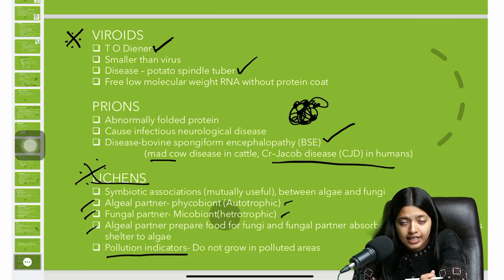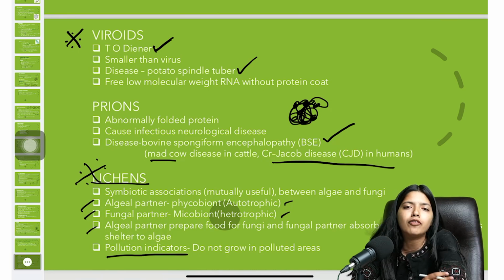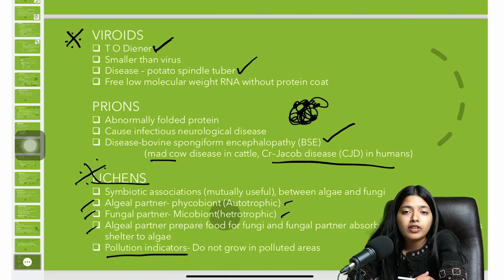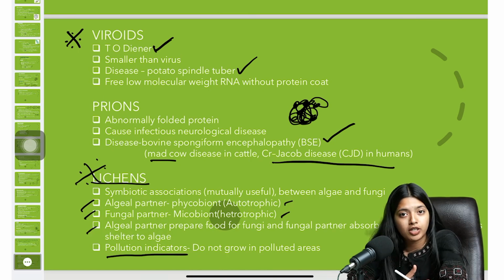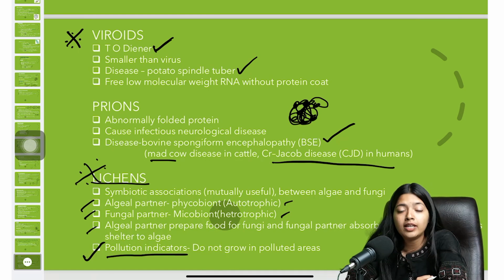Once again, what is lichen? Lichen is a symbiotic association between algae and fungi. We have two partners. The algal partner is called phycobiont, which is the autotrophic partner, and the fungal partner is known as mycobiont, which is the heterotrophic partner. The algal partner prepares the food for the fungal partner, and the fungal partner provides shelter and absorbs raw material and gives it to the algal partner for the production of food. They are pollution indicators because they will not grow in polluted areas.